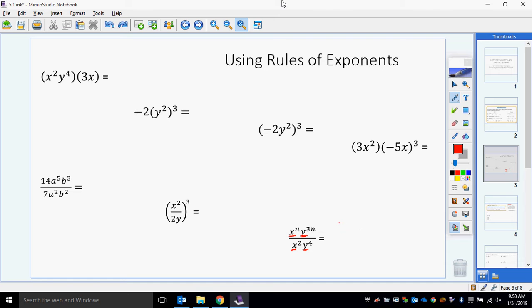So what I need to do is follow my rule that says if they have the same base, you keep the base the same, and you subtract the numerator's exponent minus the denominator's exponent. So n minus 2 is nothing that I can simplify. I have to leave it like that.